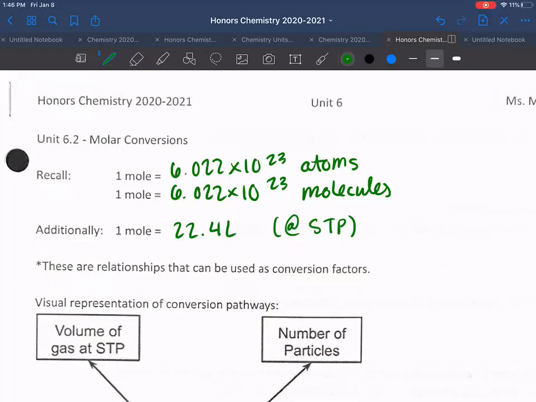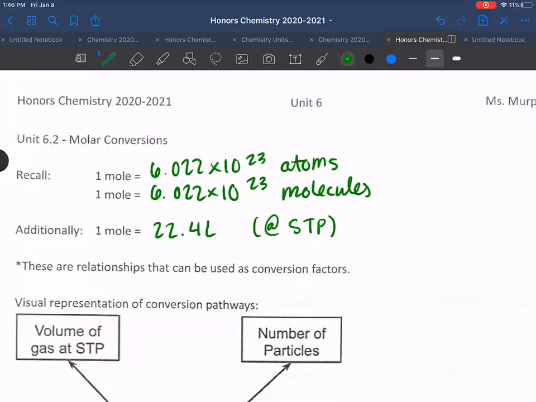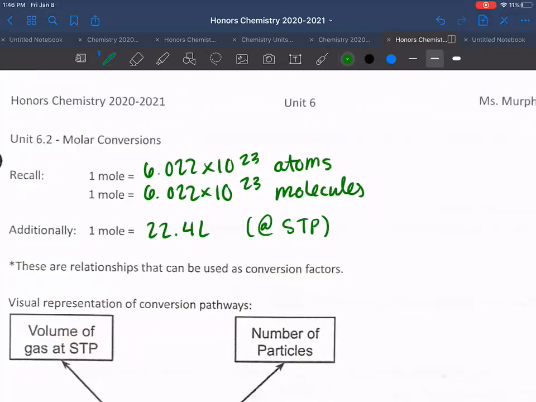And so these relationships that I'm giving you, they can be used as conversion factors. So if I tell you 1 mole is equal to 22.4 liters, you can write your conversion factor as 1 mole over 22.4 liters, or the other way around, 22.4 liters over 1 mole.